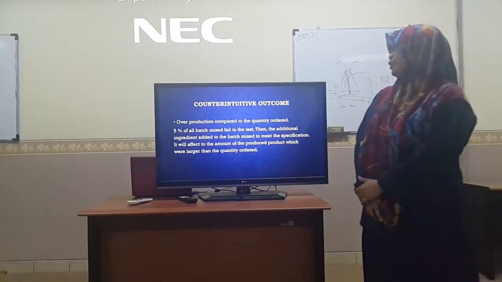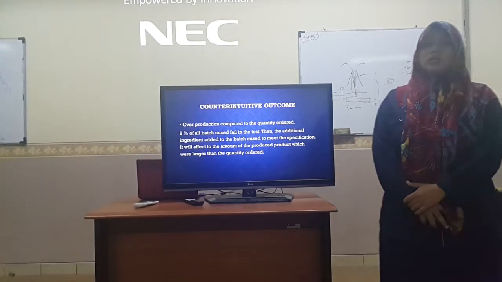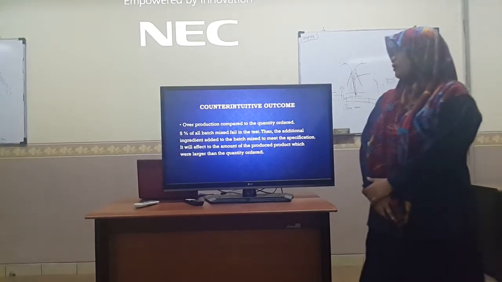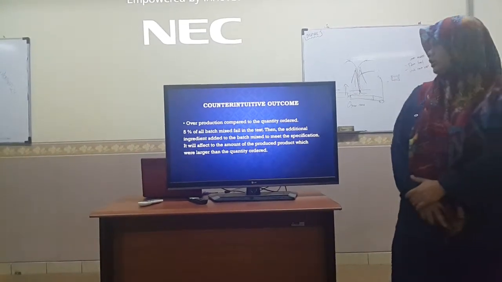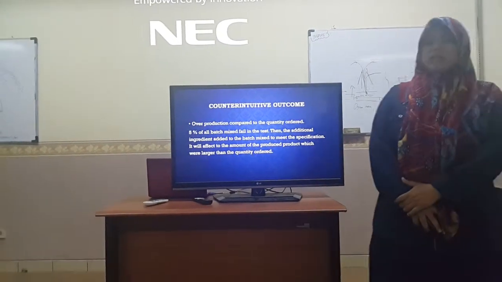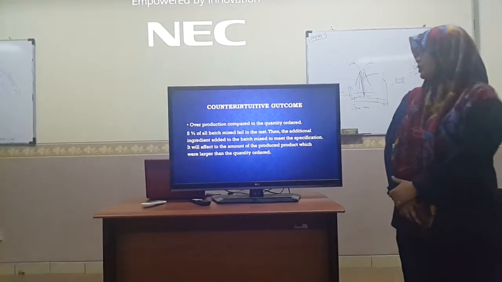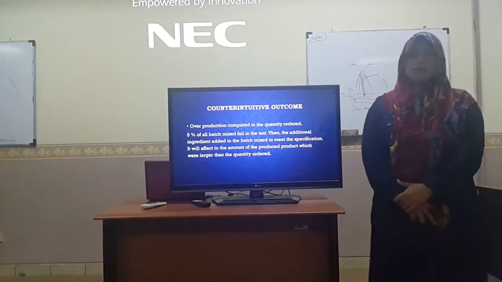After that, counterintuitive outcome. Overproduction compared to the quantity ordered. 500 of all batch mix fail in the test. Then the additional ingredient added to the batch mix should meet the specification, and it will affect the amount of the product, which was larger than the quantity ordered.